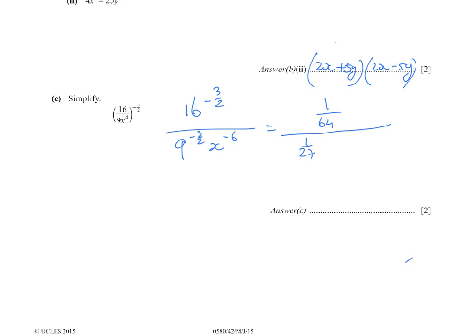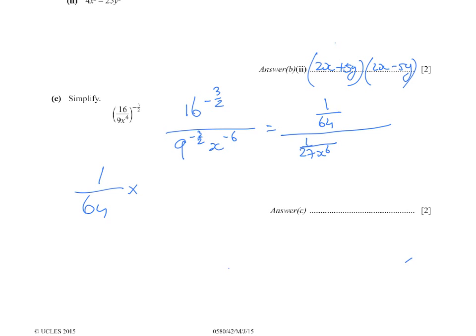And x to the power minus 6 is 1 over x to the power 6. So you could write it like that. Now, you have to give your most simplified answer, of course. It also says simplify, so you can't have those fractions in your fraction. So you want to get rid of those.